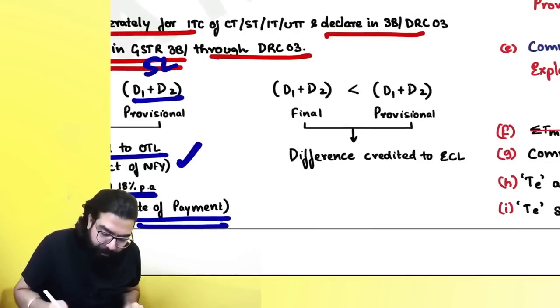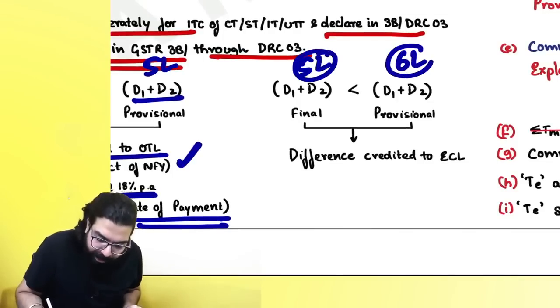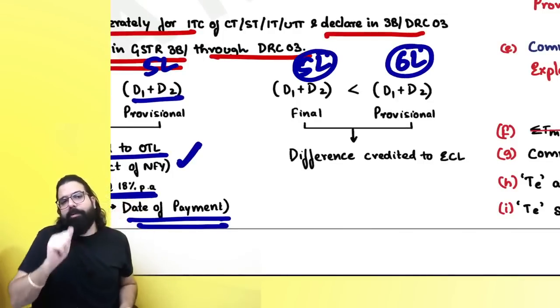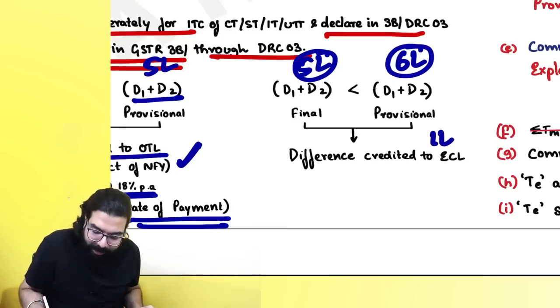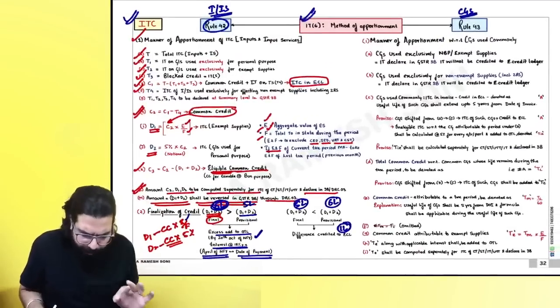Sir, suppose finally I have to reverse only 5 lakh, but per month I have already reversed a total of 6 lakh, then 1 lakh is extra reversed. You can go ahead and take the credit in your electronic credit ledger. I hope everyone is clear.